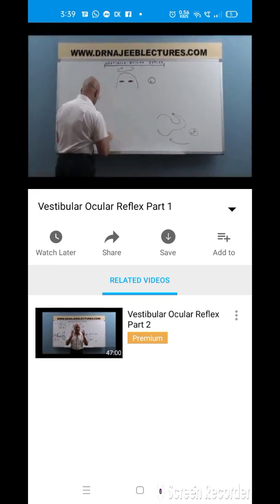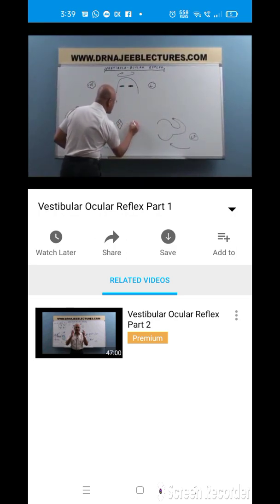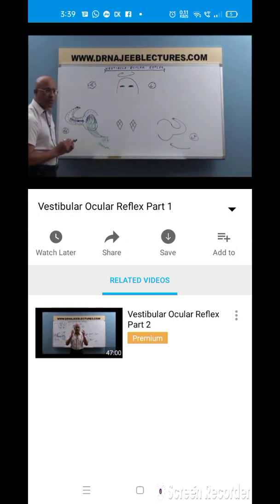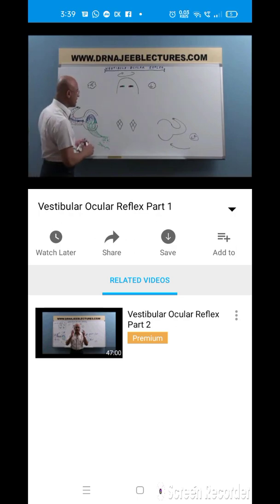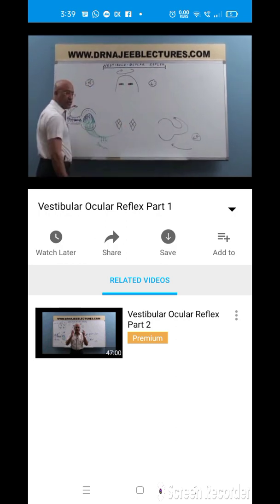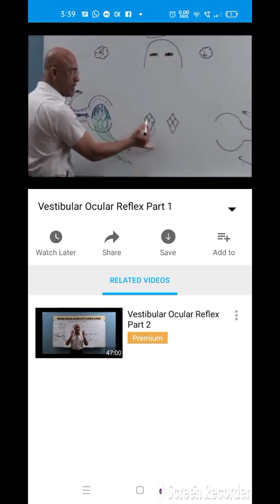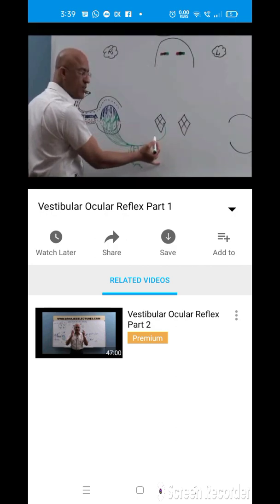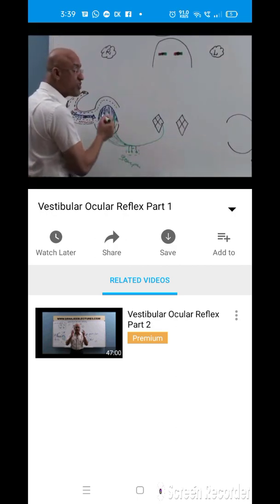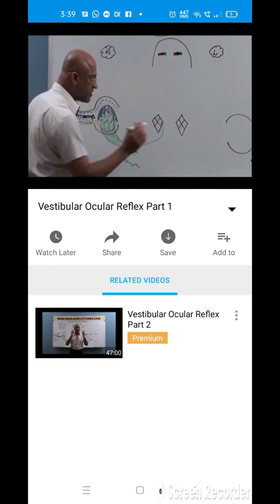This is the right vestibular nuclear complex, and here is the left vestibular nuclear complex. It is present at the pontomedullary junction in the brainstem. Now what really happens is that these fibers get connected with the medial vestibular nucleus. This is the medial vestibular nucleus, this is the superior vestibular nucleus, this is the lateral vestibular nucleus, this is the inferior vestibular nucleus. For the vestibulo-ocular reflex, for horizontal conjugate movement, the main vestibular nucleus is the medial vestibular nucleus.